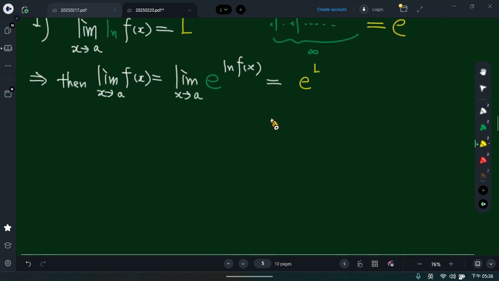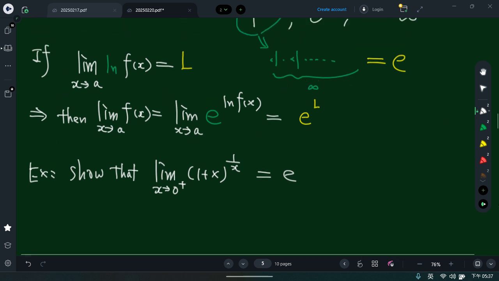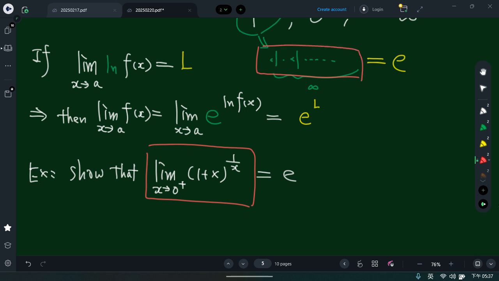For example, if I want to calculate, please just show me that the limit as x approaches 0 plus of (1 plus x) to the power of 1 over x is equal to e. So you can see here, this expression exactly depicts this result. You can see the limit as x is approaching 0 plus.